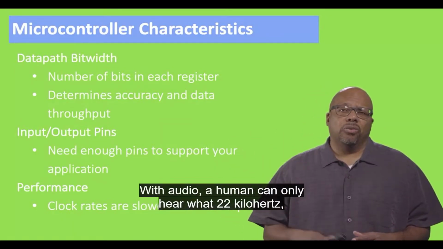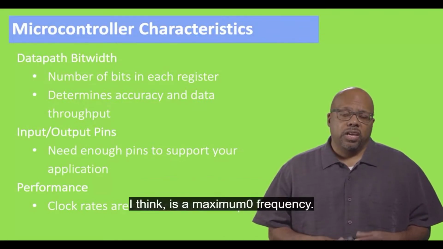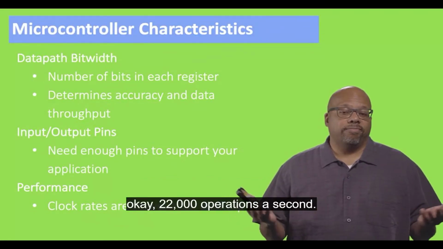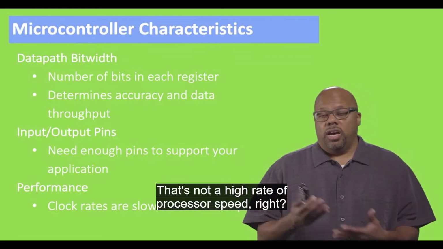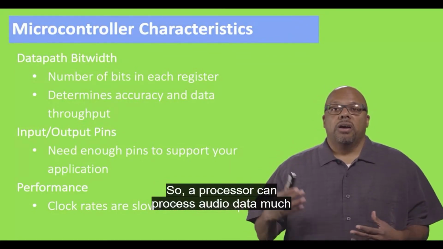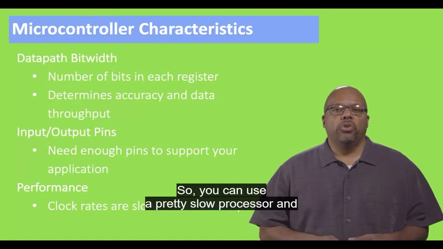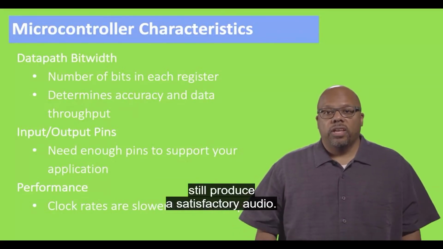With audio, a human can only hear 22 kilohertz, I think, is the maximum frequency. That is not very fast. Okay, 22,000 operations a second. That's not a high rate of processor speed, right? So a processor can process audio data much faster than a human can hear the data, right? So you can use a pretty slow processor and still produce satisfactory audio. So performance is important. You have to consider that.